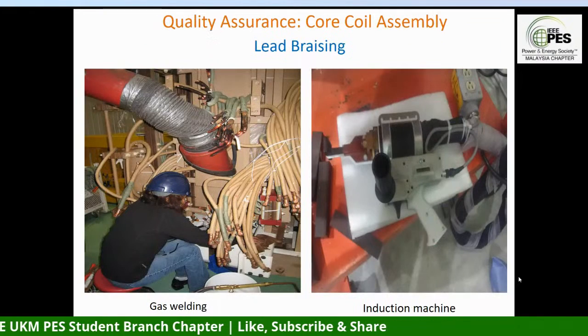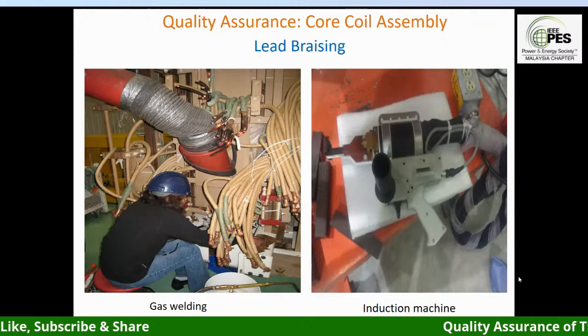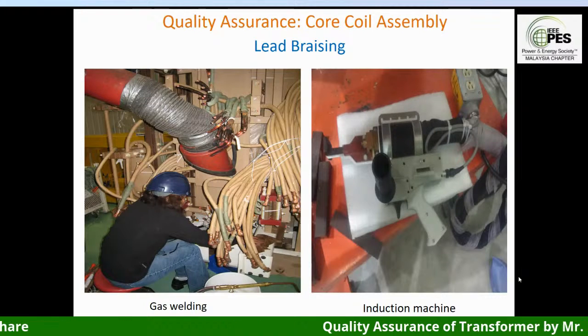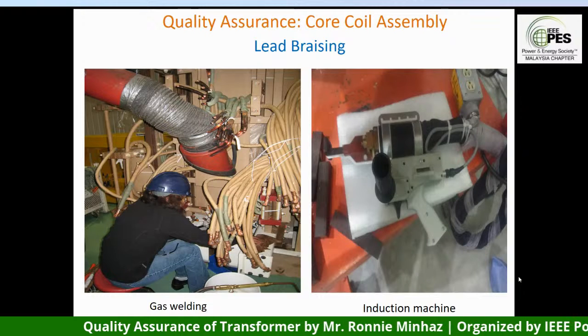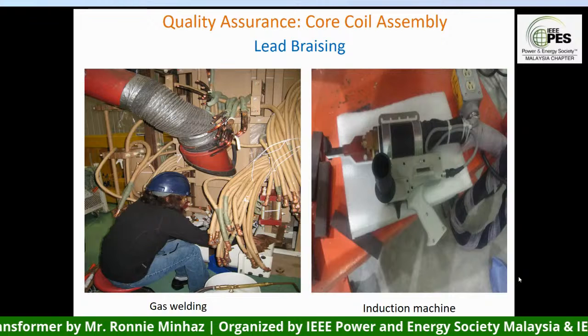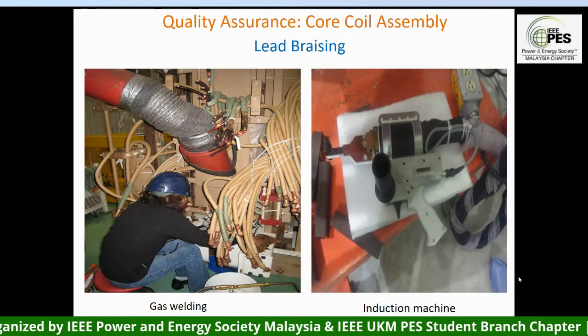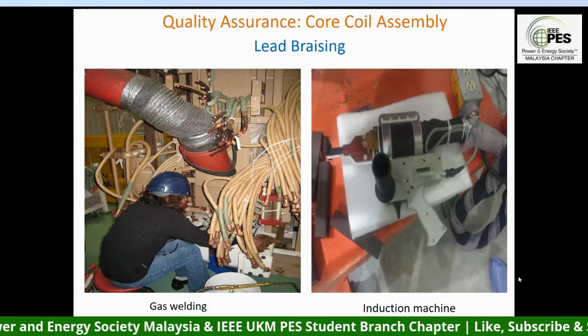So now on the left hand side, you see a picture from an old factory where they are doing the brazing of the lead by using the old method. Old method means the gas welding process. When you do this gas welding process, it's going to create those particles. What will happen to those particles? They can land inside the transformer and can cause the failure of your transformer in the long run.